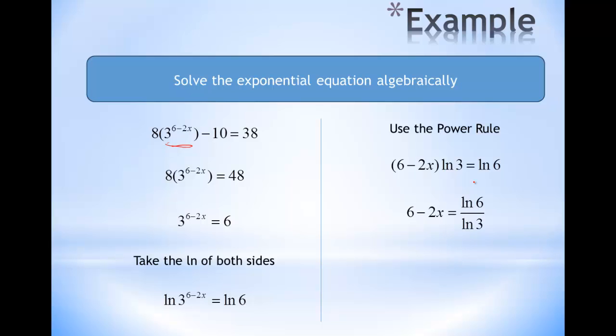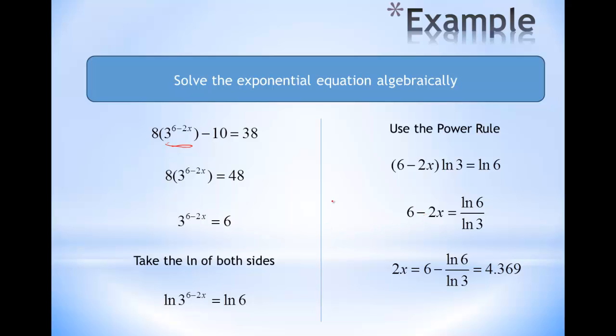Be careful here. You have to evaluate these separately. You can't combine the ln's in the top and the bottom. Make sure you type in ln of 6 divided by the ln of 3. Okay. Here on this side, I need to isolate the x term. Okay. To do that, let's switch the signs here.